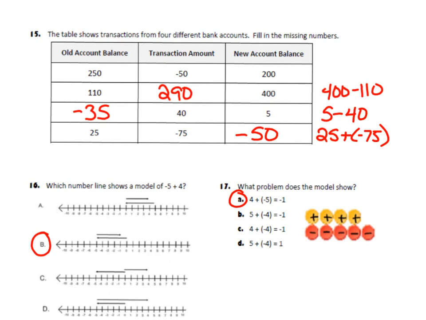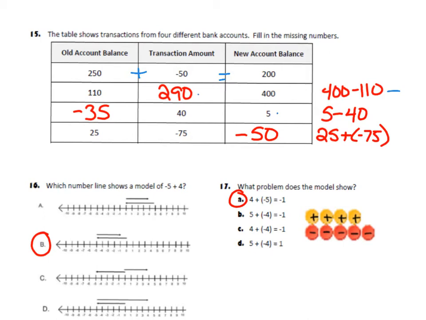15, you have to put the transactions in. So we have our old balance. We're going to add the transaction amount. We're going to get our new balance. So in order to go the other way, I did 400 minus the new balance. That gave me 290. Same thing here.